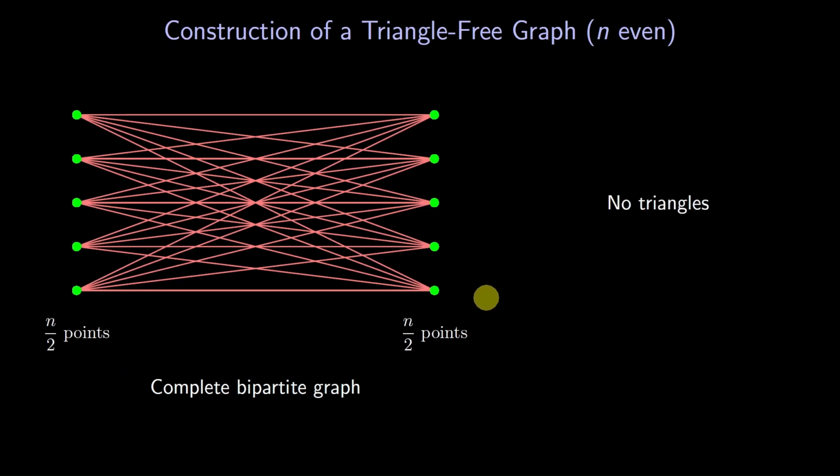No. Given any 3 points, 2 of them will be on the same side, and those 2 points won't be joined by an edge. How many edges are there? It's n over 2 times n over 2, which is n squared over 4. For example, with 10 points, we have 25 edges. Here we've assumed that the number of points is even, but if the number were odd, then the same idea would work.